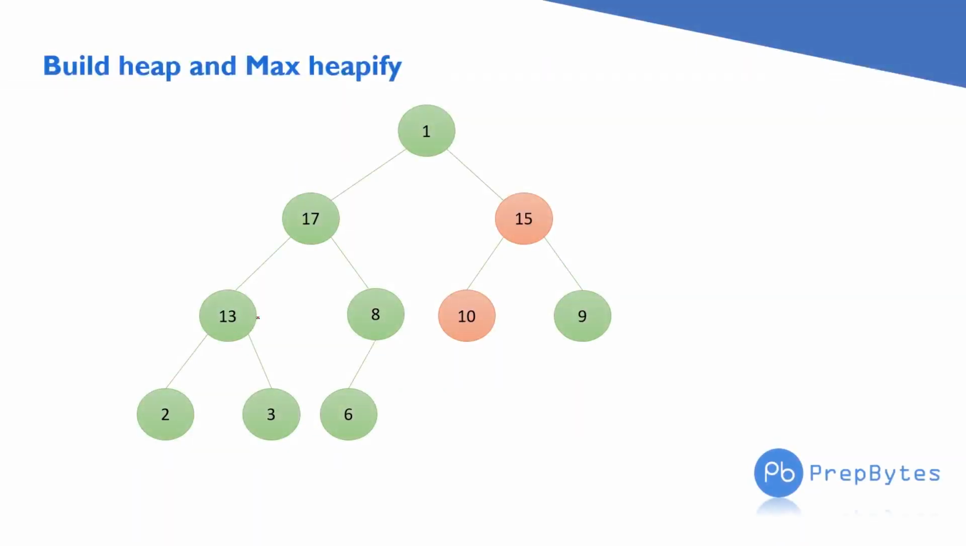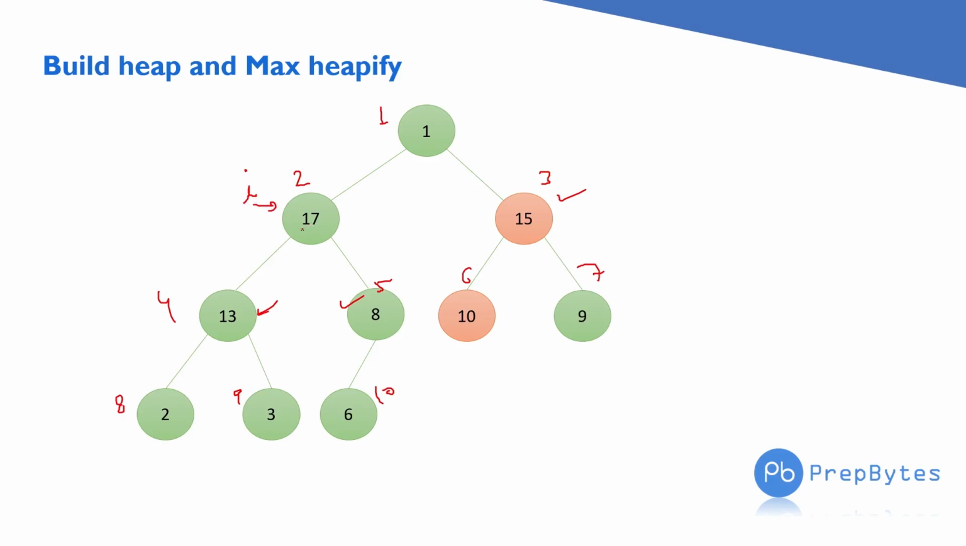So 13 is done. This node is done, heapification. Now build heap will make i point here. So 1, 2, 3, 4, 5. Fine. 1, 2, 3, 4, 5, 6, 7, 8, 9 and 10. So now what will happen is i will start pointing here, and again the same process.